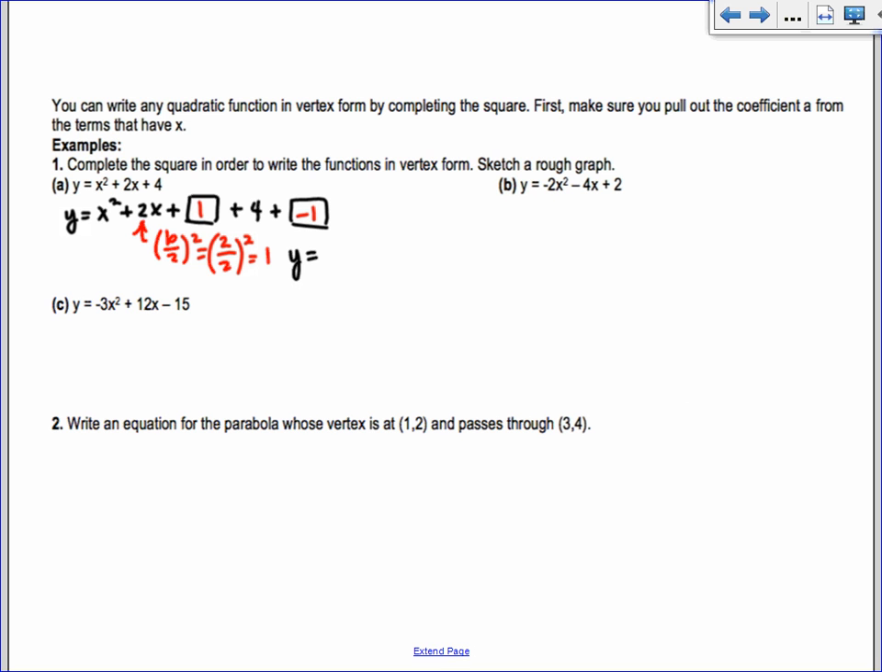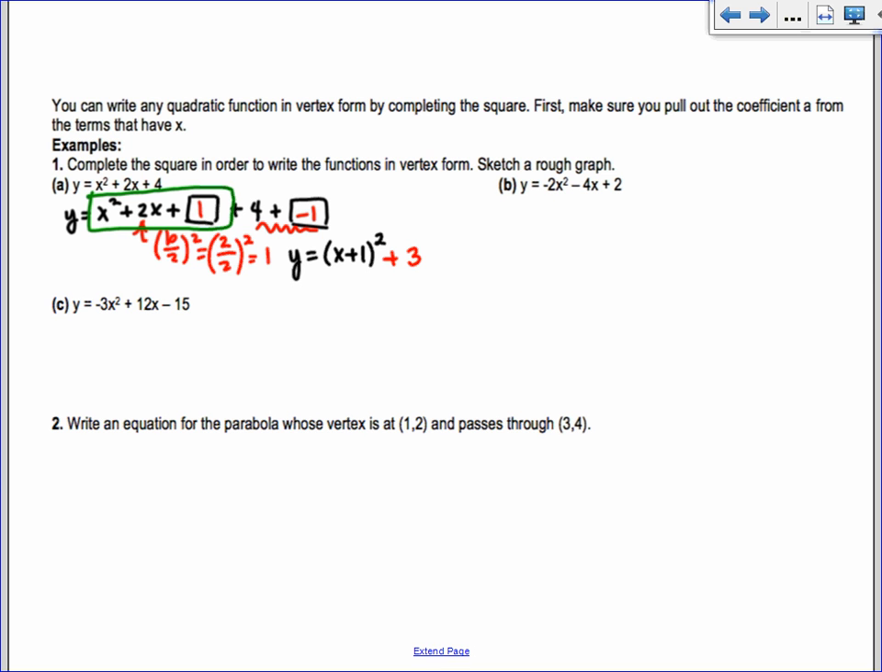So I get y equals, and then this portion that is right here can now be written as a perfect square. So I can factor it. I can break it into x plus 1 times x plus 1. So I have x plus 1 squared. And then over here, I have the 4 plus a negative 1. That becomes plus 3. That's vertex form. So can you tell where the vertex is located then? Where do you shift?